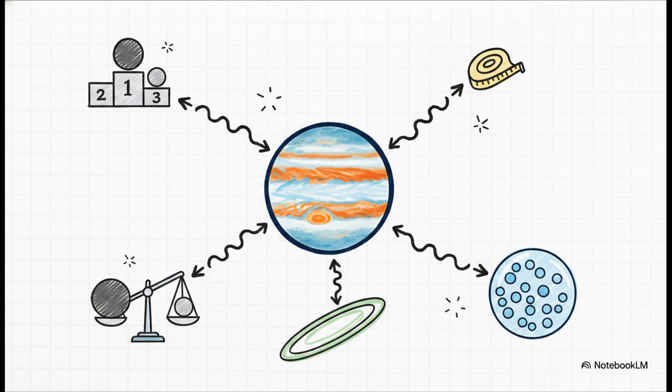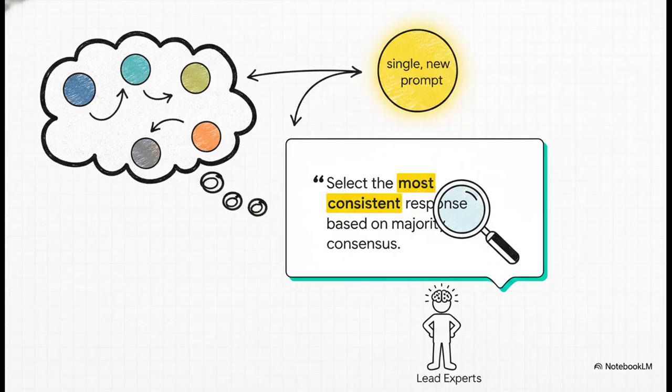And finally, response 5 grouped the planets by inner and outer, comparing their relative sizes sequentially. So we've got 5 very different logical paths. Now we move right into step 2. We take all 5 of those responses and we paste them into a single new prompt. This is our magic selection prompt. It acts as that lead expert we talked about earlier.